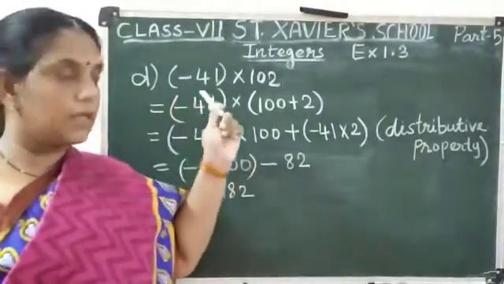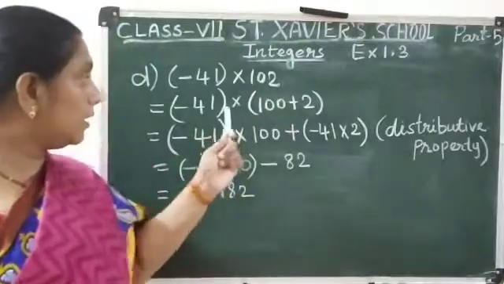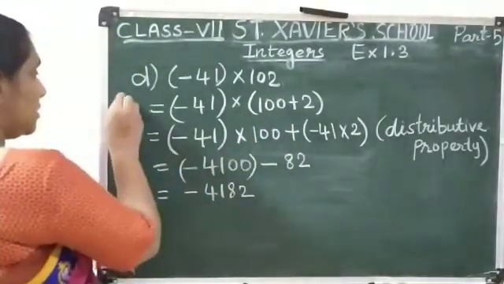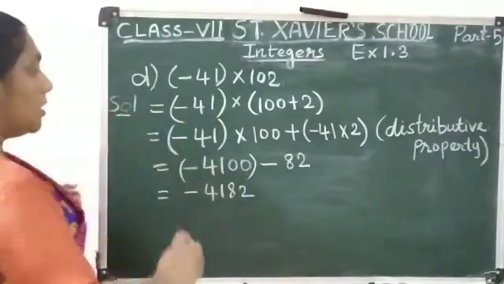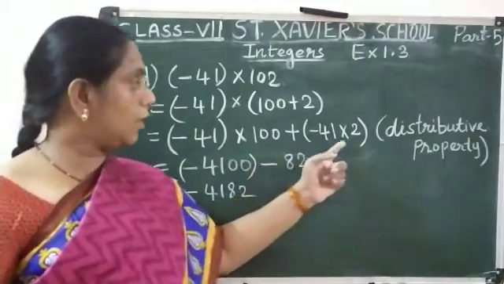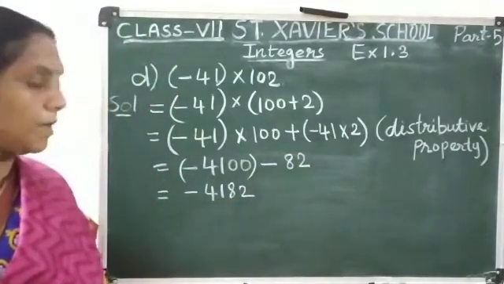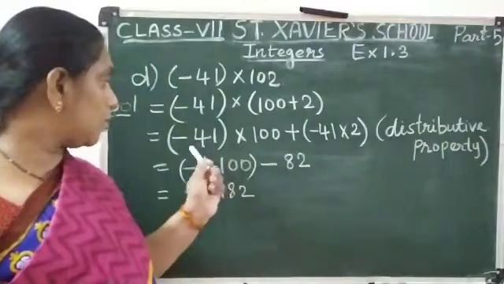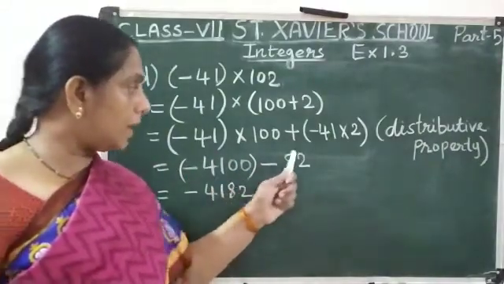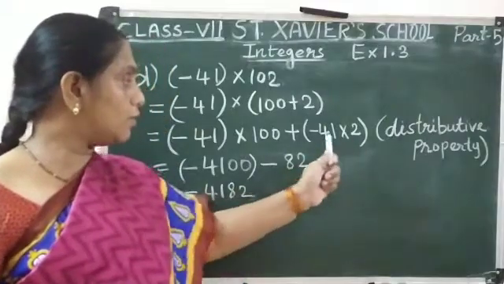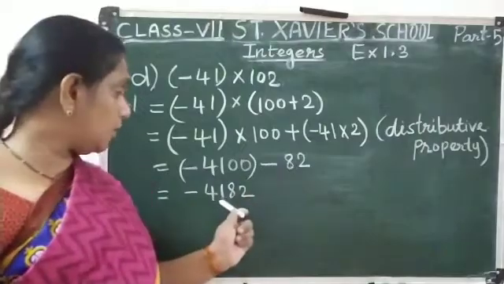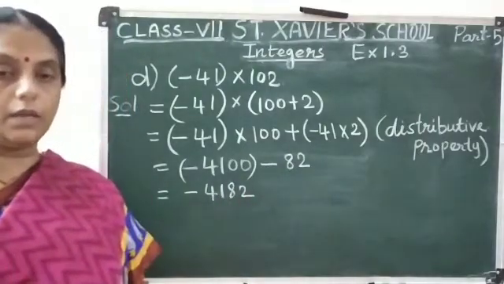Now D is minus 41 into 102. Here 102, we are writing it as 100 plus 2. This is the solution: 100 plus 2. Then minus 41 into 100 plus minus 41 into 2. So we are making use of the distributive property. So minus 41 into 100 is minus 4100, minus 41 into 2: 1 2s are 2, 4 2s are 8. So minus 4100 minus 82 will become minus 4182.